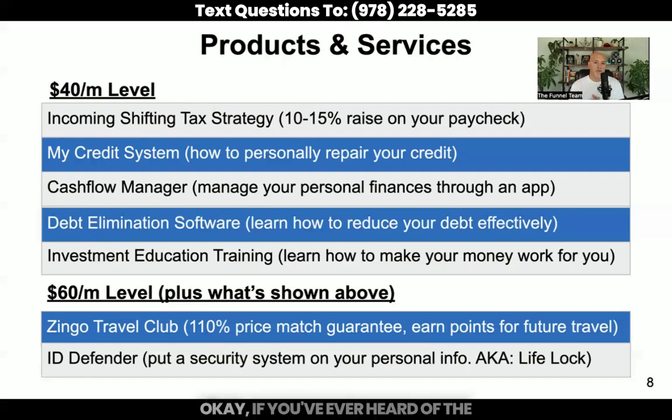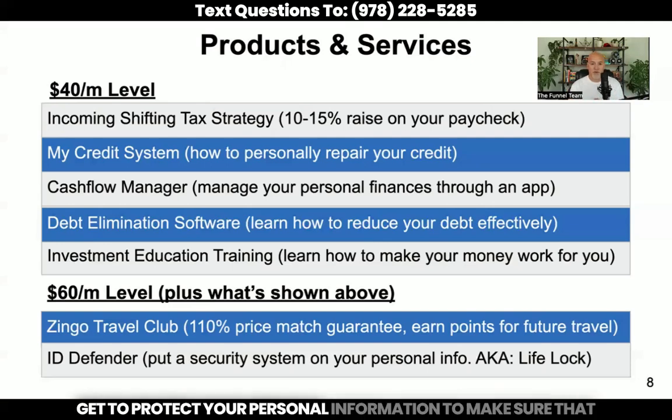Lastly, ID Defender. Okay. If you've ever heard of the company or service called LifeLock, where they basically put a vault on your personal information, that's exactly what ID Defender is. It's also a 2-for-1 product because with ID Defender, you also get legal advice and you get huge discounts on legal services. So this is a great way for you to not only get great legal advice, also have access to literally thousands of lawyers at a great discount, but you also get to protect your personal information to make sure that you do not get scammed ever again. So those are the services and products that are available with myEcon at the specific levels.